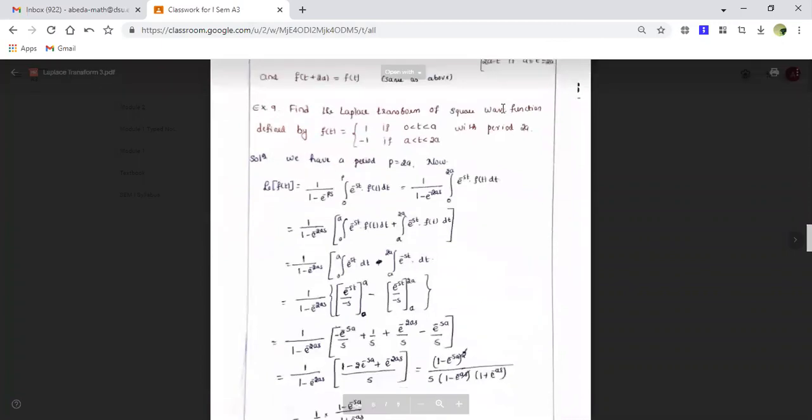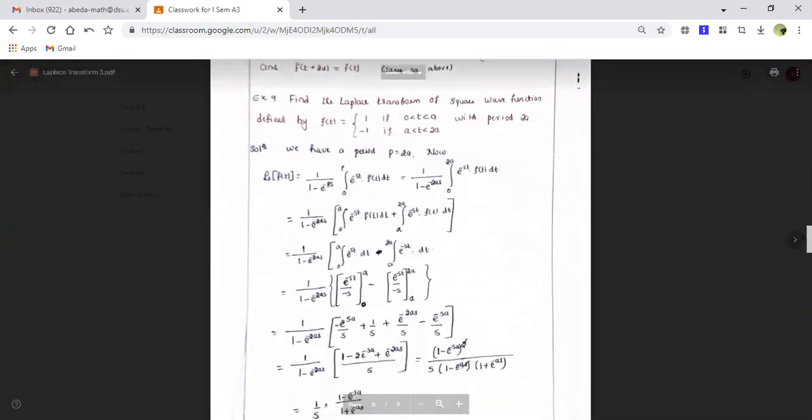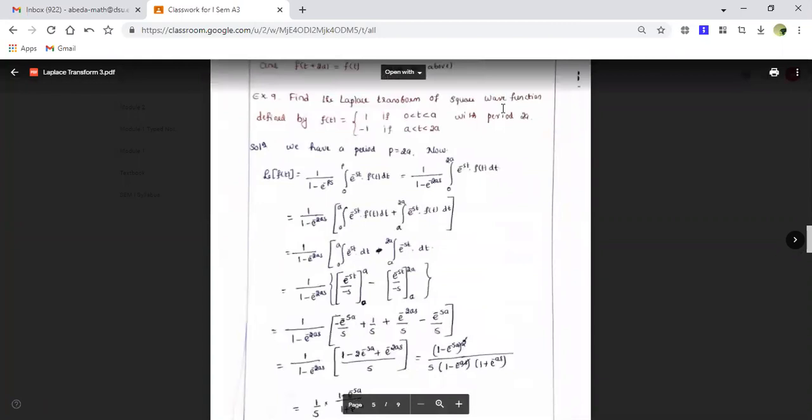Example number 8. Let me take the next example. Find the Laplace transform of the square wave function. Sometimes they may not mention the square wave, they may not mention the triangular wave. They'll just give, find the Laplace transform of the following function. I'm just telling you how the function looks like. The square wave function looks like this. It is defined as f of t is equal to 1 if t lies between 0 and a, and it is equal to minus 1 if t lies between a and 2a, with the period 2a.